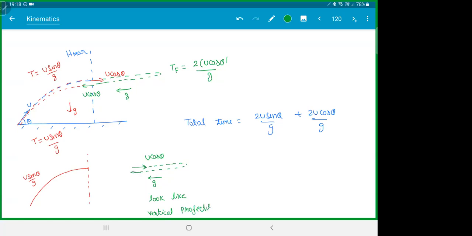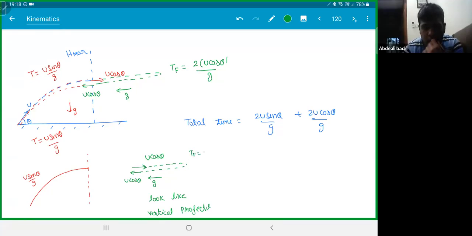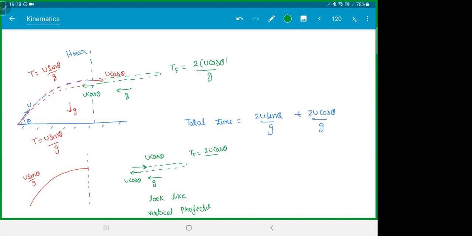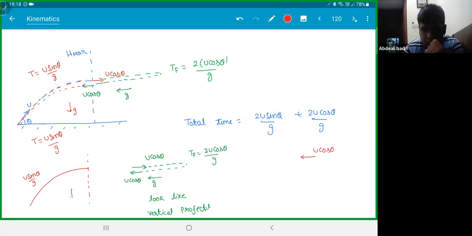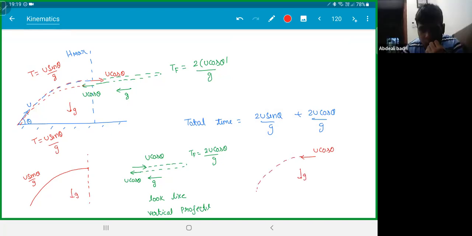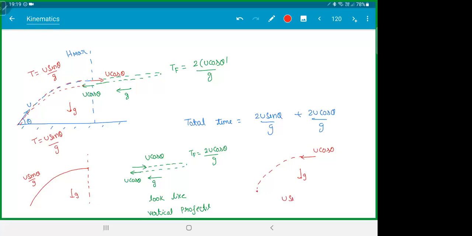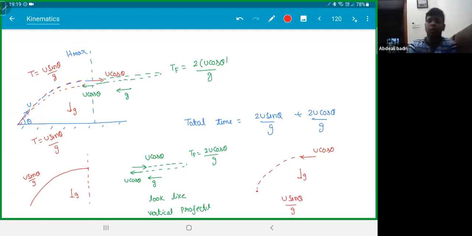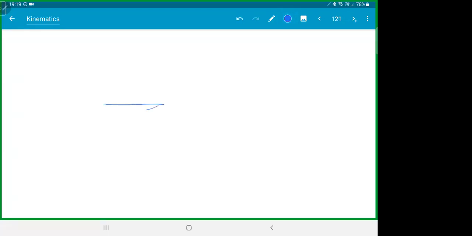And you'll come back with what speed? u cos theta. And what is the time of flight for this? 2 u cos theta by g. Sure. And you came back with what speed? u cos theta. And how is the gravity? Downward. So again you'll go like this, a projectile, and this would again be u sin theta by g. You came back to the same point, right? Sure? Meaning the second part became like this actually: someone threw a stone up with u cos theta and gravity is g.